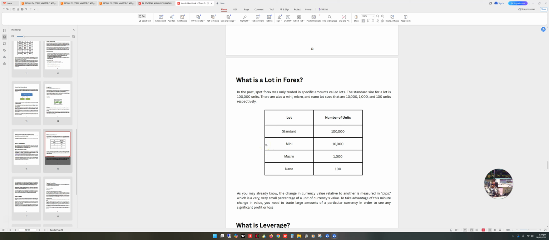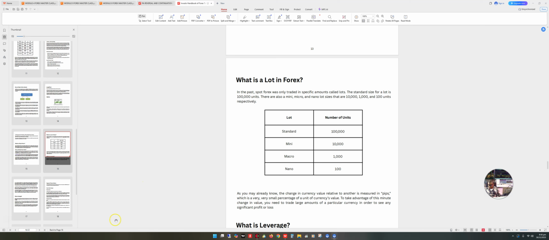Now, lot size is just a contract amount that is used to represent a unit of currency. Majorly, we have four types of lot size, but we're going to be talking about the major ones, which are the micro, mini, and the standard lot size. The lot size is actually measured in terms of contract.